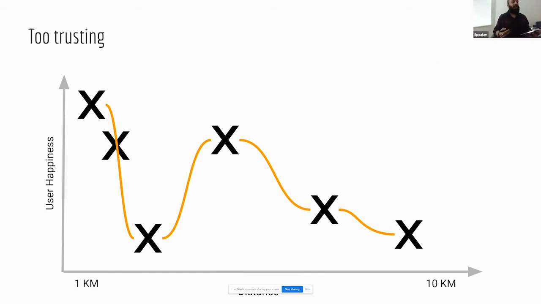What you're doing here is you're trusting the data too much. You're exactly saying this guy actually is not happy when the distance is 3 kilometers. It doesn't look that way. There is no pattern here. In this case, it's actually too flexible, or overfitting. Now, what would be the right solution?